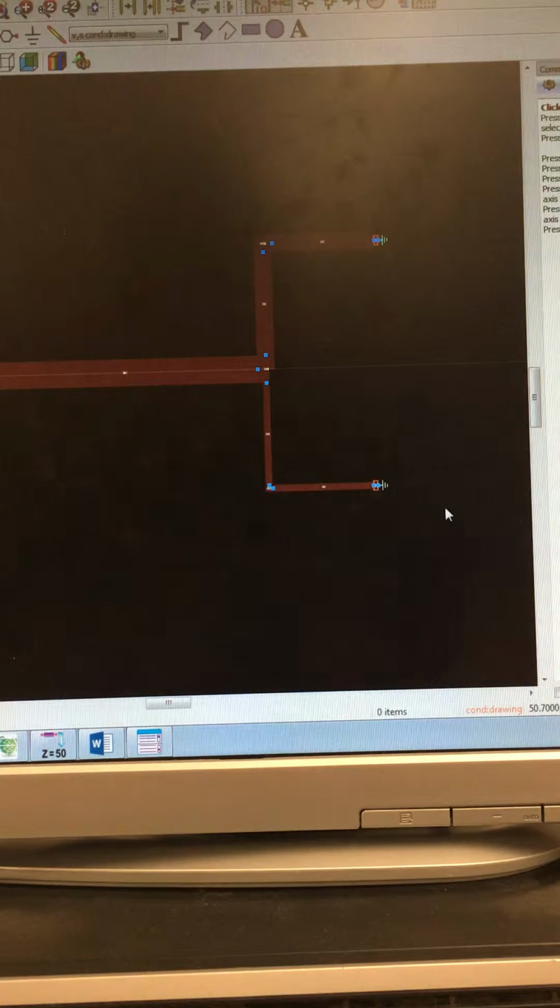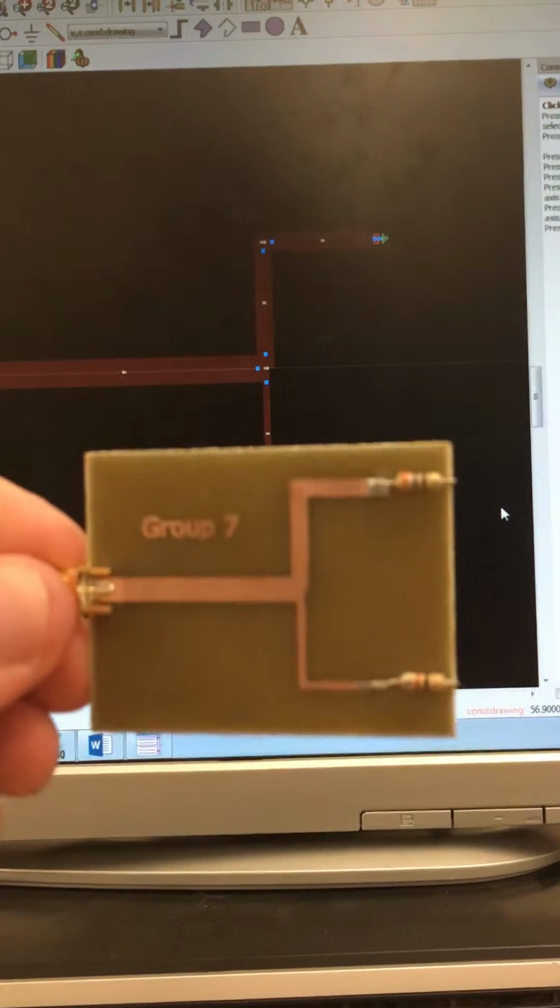So once that was sent out to fabrication, I got it back and it looked like this. As you can see, it's created on FR4.